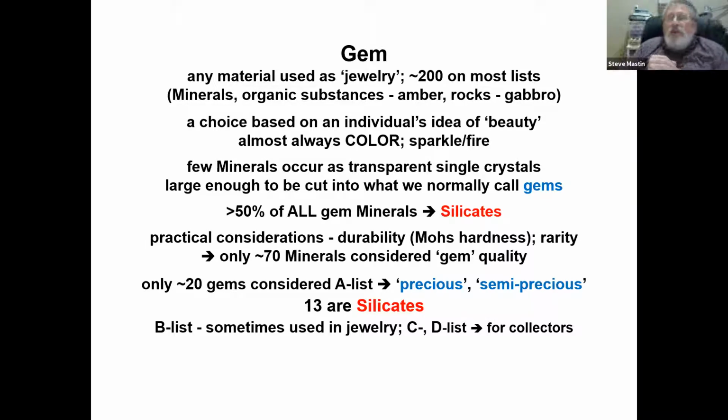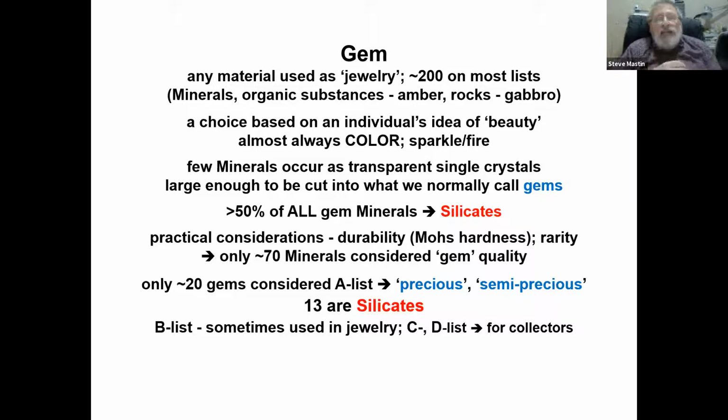And there's also the issue of rarity. If there isn't enough of it to sell, for example, then there's really no gem market. And so if you add that criteria, only about 70 minerals get to be gems. And of those, only about 20 are considered A-list gems, the ones that most people know the names of, precious ones like emerald and ruby and diamond, and all the others that people know that are called semi-precious, but in a lot of cases are a lot rarer than the ones that people call precious, especially diamonds.